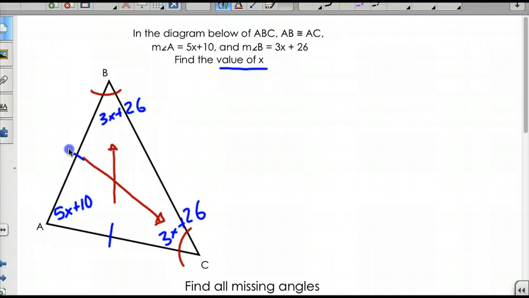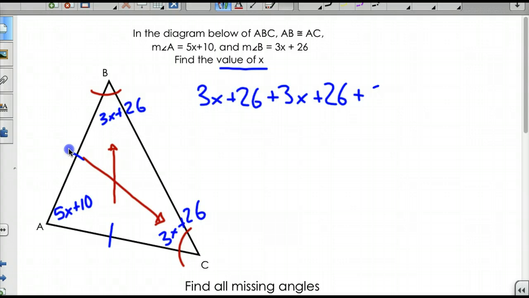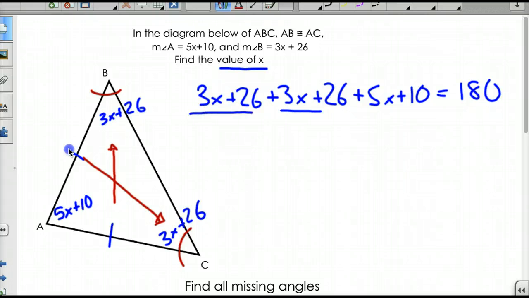And that is, these three angles should add up to 180. And we did this in the first lesson. So 3x plus 26 plus 3x plus 26 plus 5x plus 10 equals 180. And what you just did here was added your three angles. Okay? And the three angles, 1, 2, and 3, have to add up to 180.